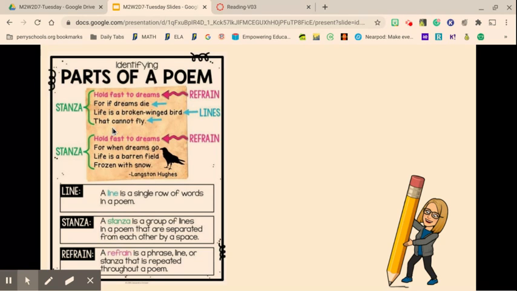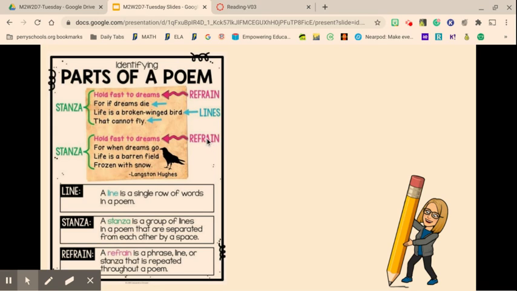They are separated by a little bit of a space. So these four lines make one stanza, or think about it as a paragraph. And then each of these has four lines. So there's 1, 2, 3, 4, 1, 2, 3, 4.